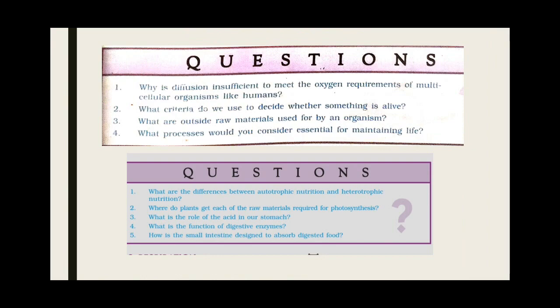Next, what are the outside raw materials used by an organism? In this type of question, when it says an organism, you have to mention all three: autotroph, organism, and heterotroph. You will write that the important raw materials used by organisms are: autotrophs use carbon dioxide, water, and minerals as raw material. Heterotrophs use organic material as raw material. So that will be the answer.